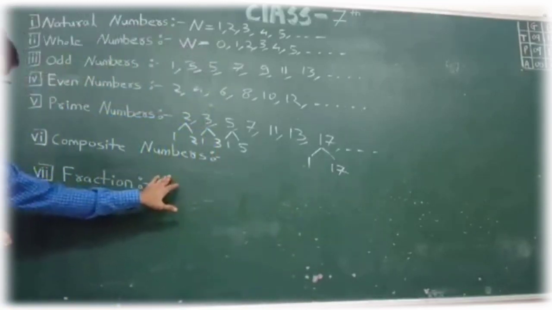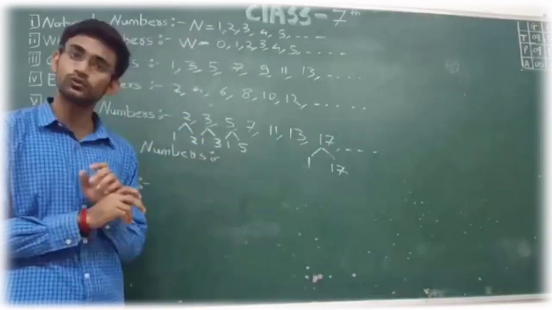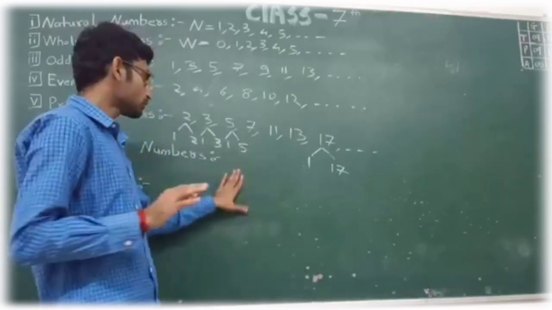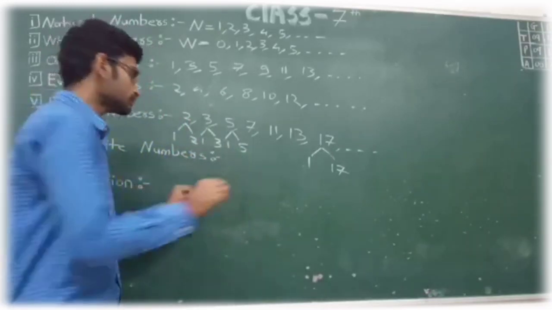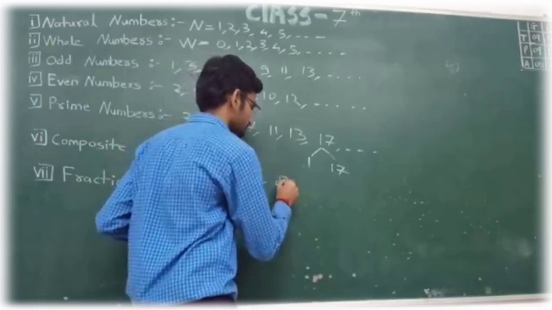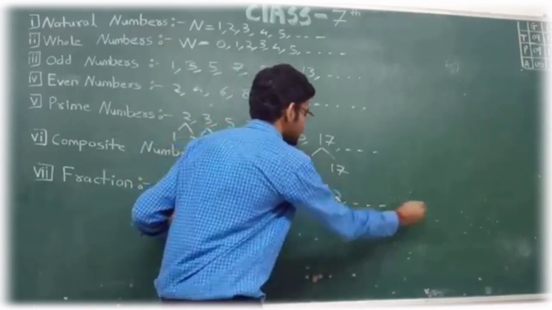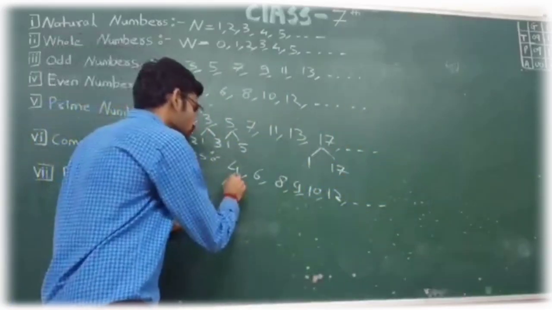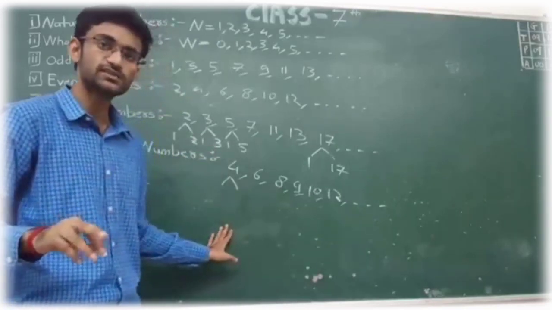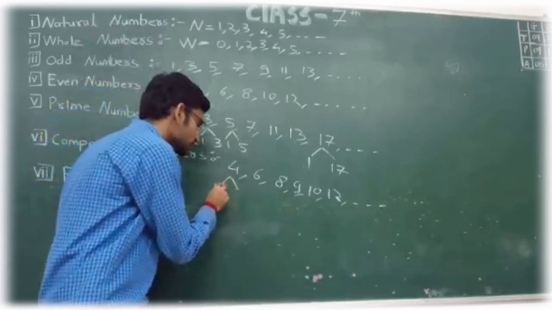Now the sixth number we know is composite number. In composite numbers, which numbers come? Those which have more than 2 factors. A number which has more than 2 factors is known as composite number. Composite numbers start from 4, 6, 8, 9, 10, 12, also up to infinity. Again, the definition of composite number says the number which has more than 2 factors is known as composite number.